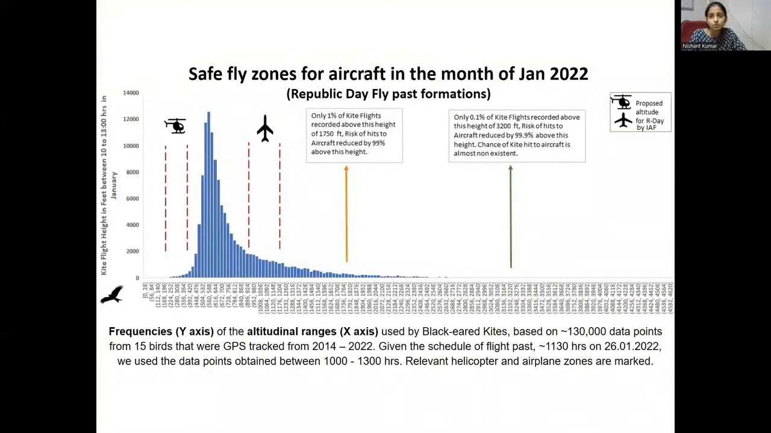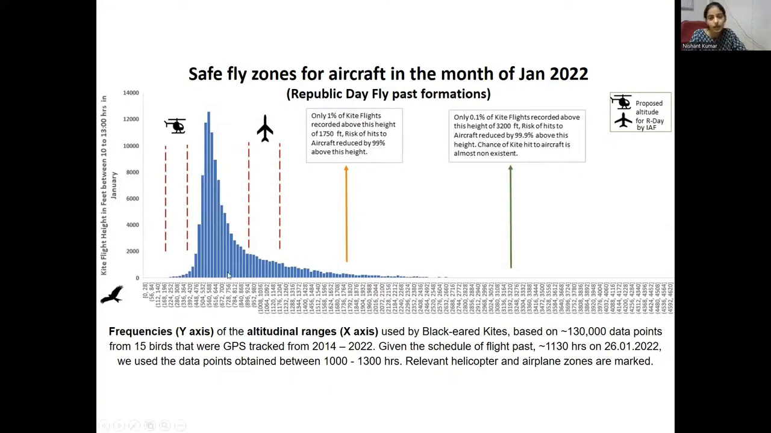Now, we do know that black kites are really high in number and they offer incredible scavenging ecosystem services. However, they do cause some conflict with the aviation industry. Close to 60% of all the bird strikes in the aviation industry are caused by black kites. And Republic Day is a day of concern for the Indian Air Force.